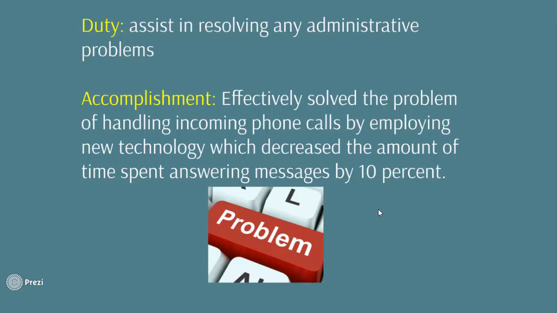All right, let's look at another example of a very broad description. Assist in resolving any administrative problems. That's very broad, doesn't really say much. So pick one problem. Effectively solve the problem of handling incoming phone calls by employing new technology which decreased the amount of time spent answering messages by 10%. Very specific problem, very specific solution.